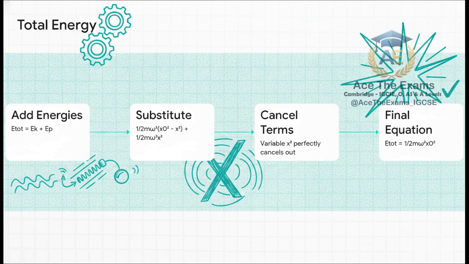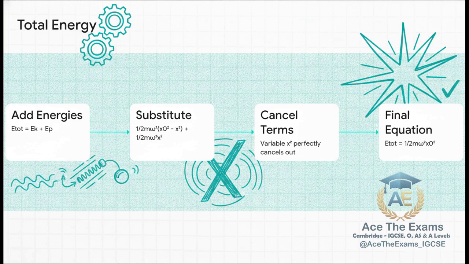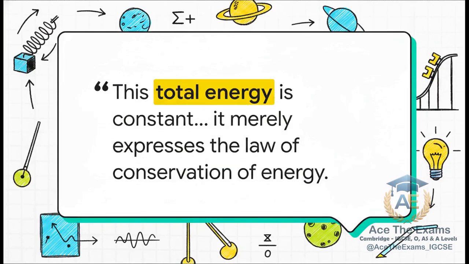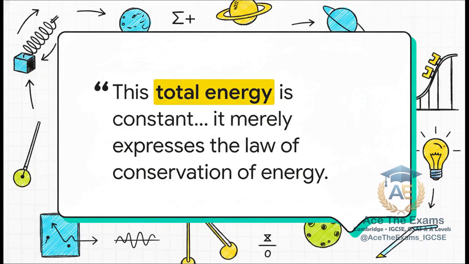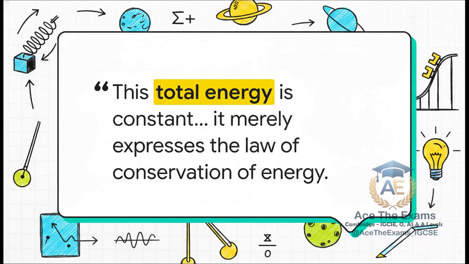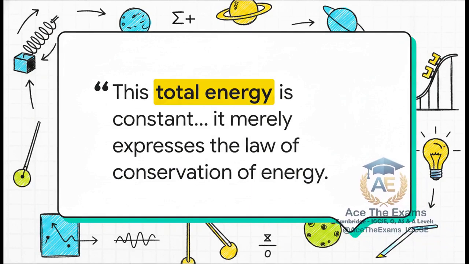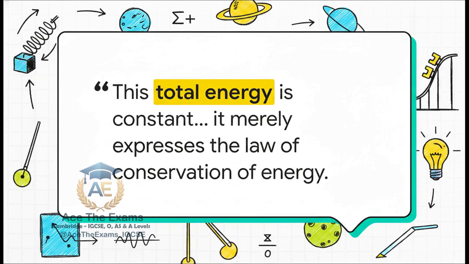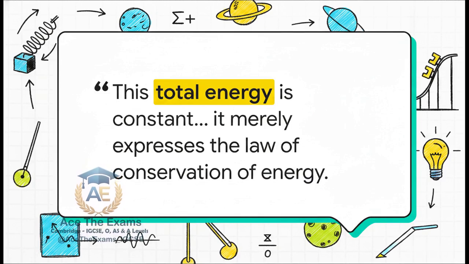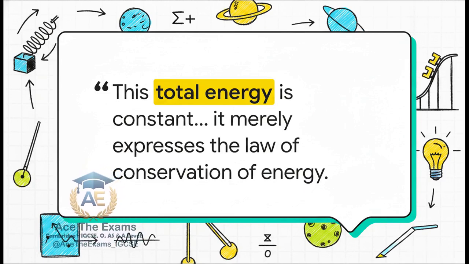Total energy equals 1/2 m omega squared x naught squared. The source text summarizes this mathematical triumph with a really powerful quote. This total energy is constant since m, omega, and x naught are all constant. We might have expected this result as it merely expresses the law of conservation of energy. I want you to really process that. The math we just did isn't just a collection of abstract algebra symbols to memorize. It is a rigorous mathematical proof of a fundamental rule of the universe.